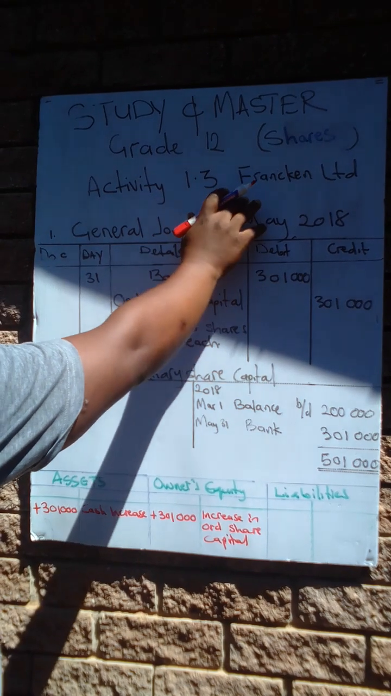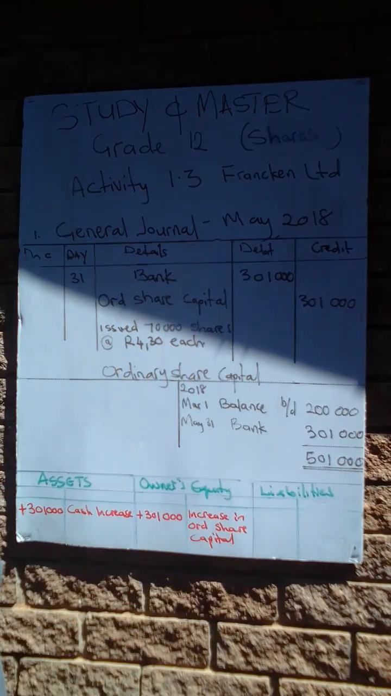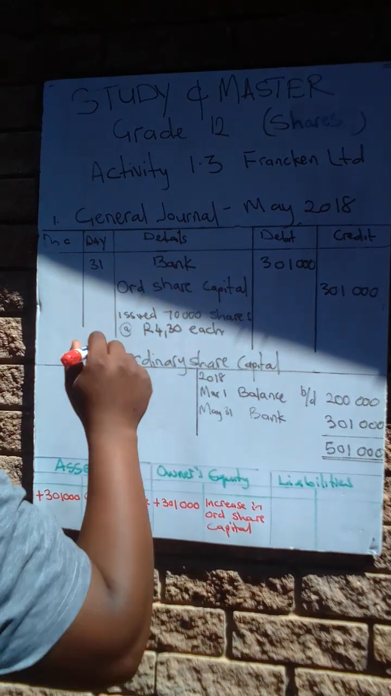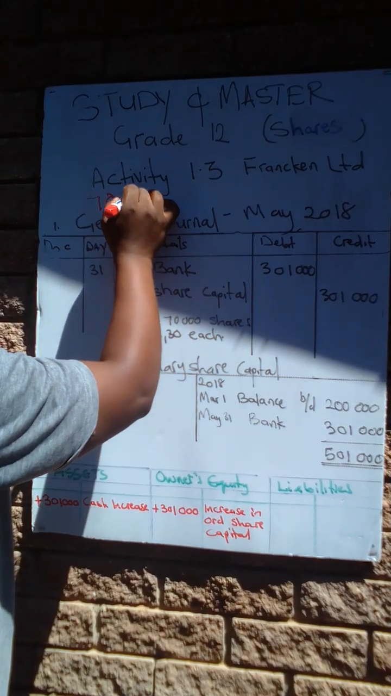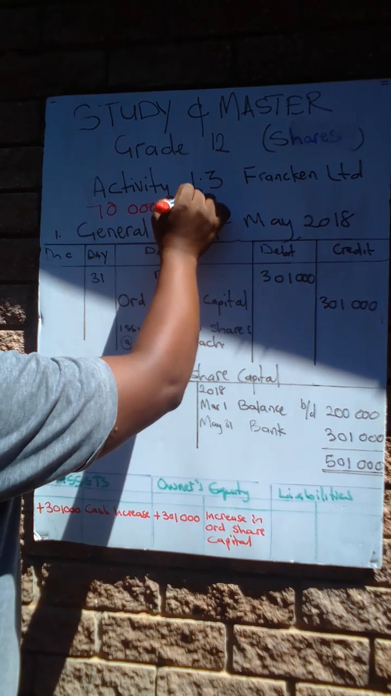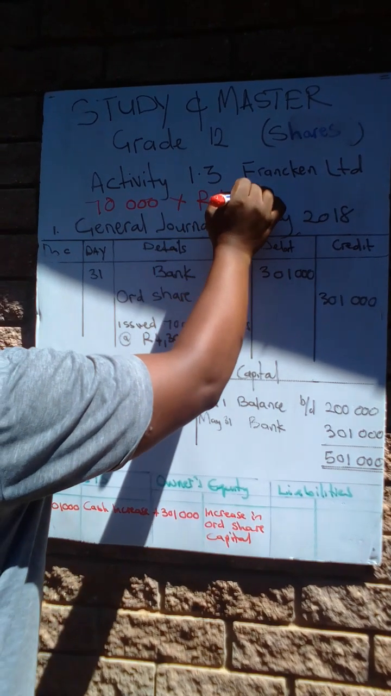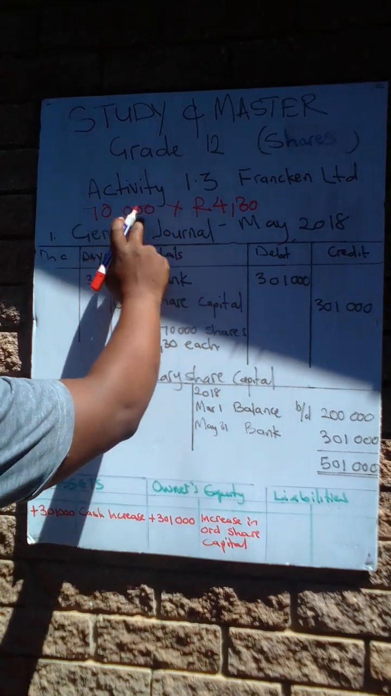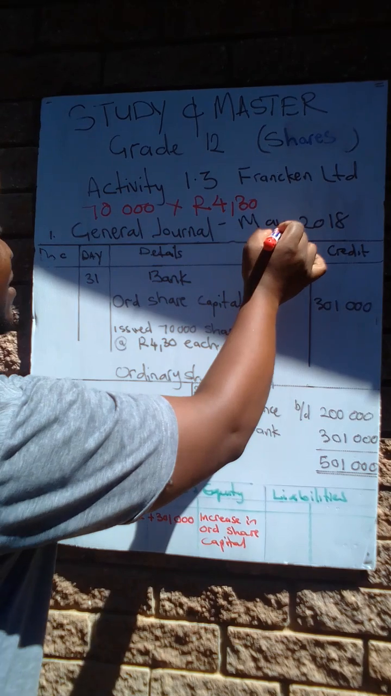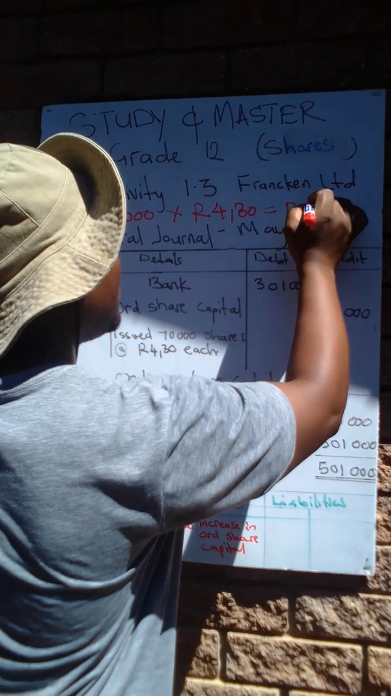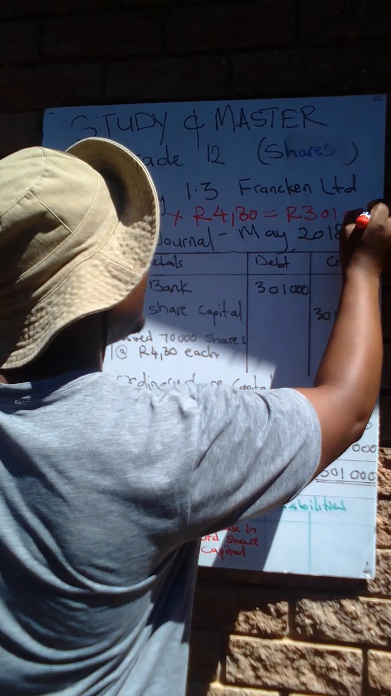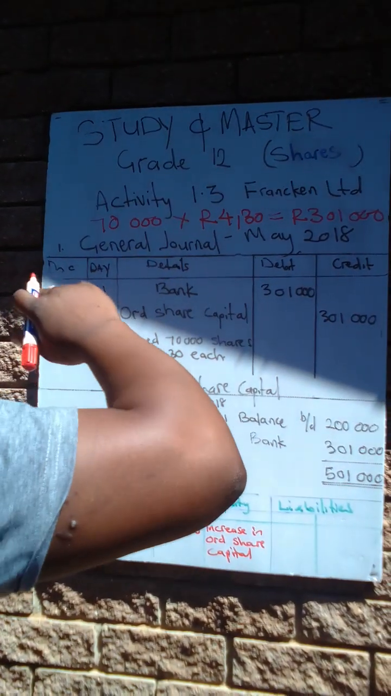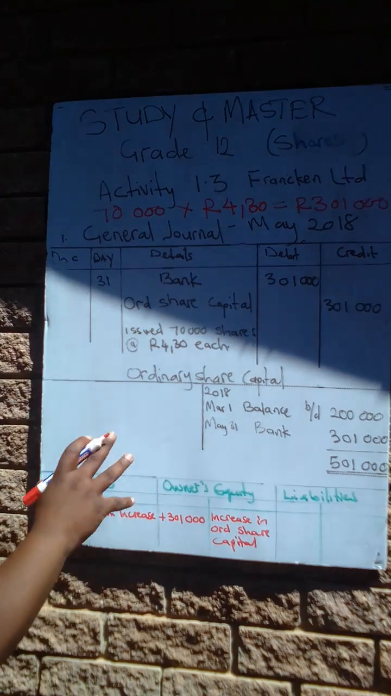Activity 1.3, Franken Limited. Remember, they told us how many further shares were issued? They said there were 70,000 shares. At what price? They were issued at 4.30 rand. So the first thing that you need to do is to take the 70,000 shares and multiply them by 4.30 rand. It is actually going to give you 301,000. So this is the amount that they raised, the additional share capital that they raised.